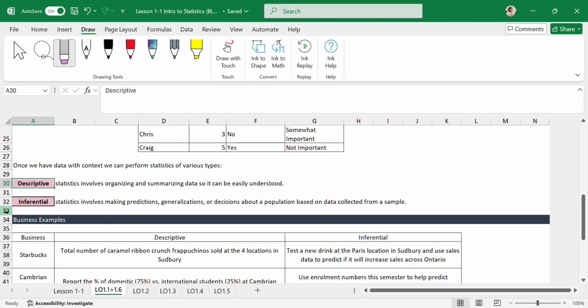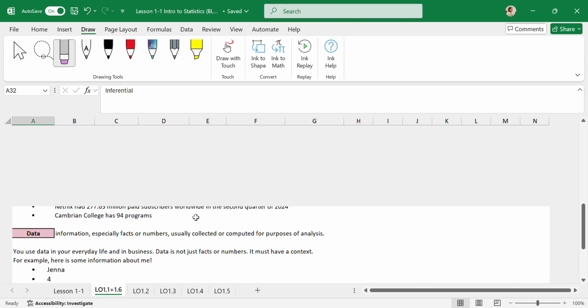The next type of statistics you can do after you've done some descriptive statistics, so organizing and summarizing your data, is inferential statistics. And inferential statistics is all about trying to make predictions about a population based on a sample. Later on in this lesson, we're going to define what a population and a sample are, but for now you can think of descriptive as just summarizing the data that you have, and inferential as trying to make a prediction or a generalization about data that you don't have.